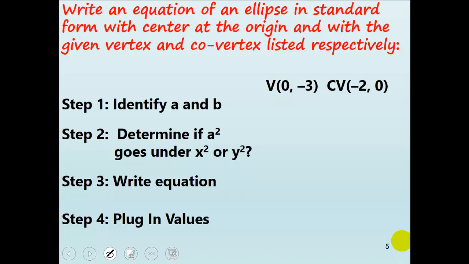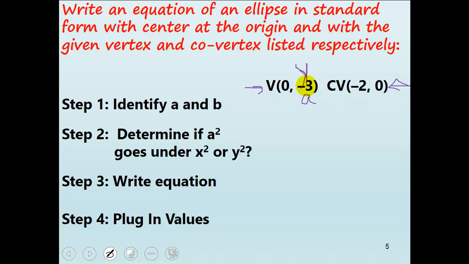Let's do another one. Write an equation of an ellipse in standard form with center at the origin, so that means I don't have an x plus or minus a number. It's just going to be x squared and y squared in my numerators, with the given vertex, here's my vertex, and the given co-vertex. Okay, so I have to identify a and b. A is always associated with the vertex, so this has to be a. It's in the y spot.